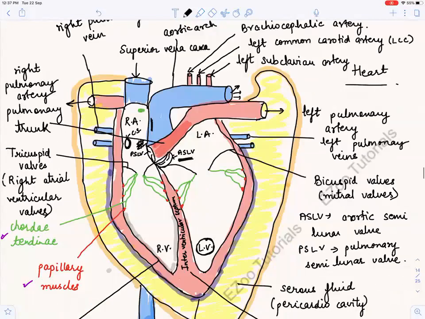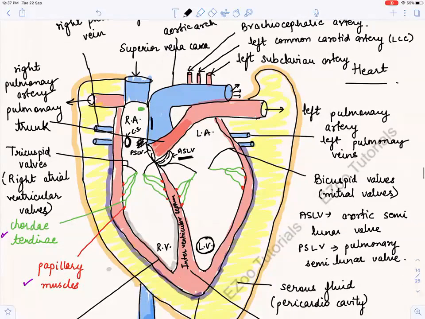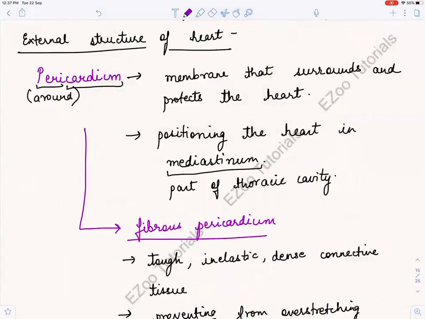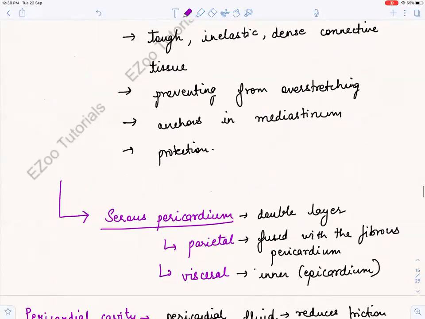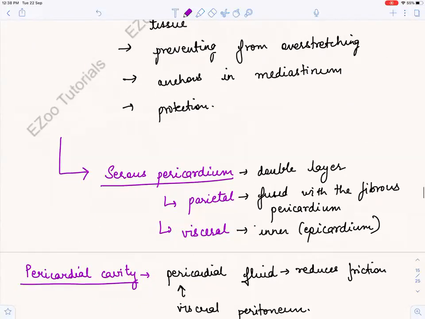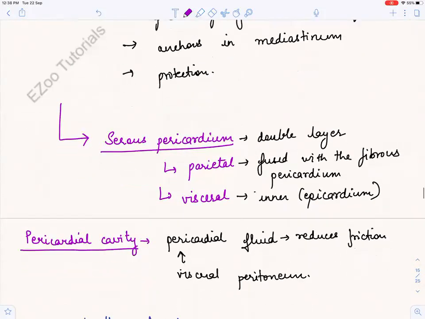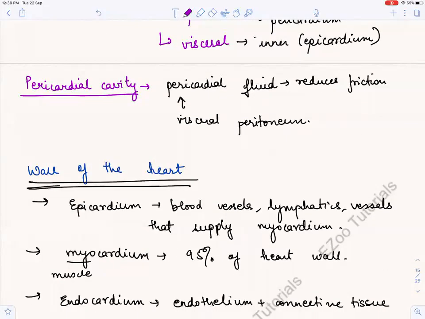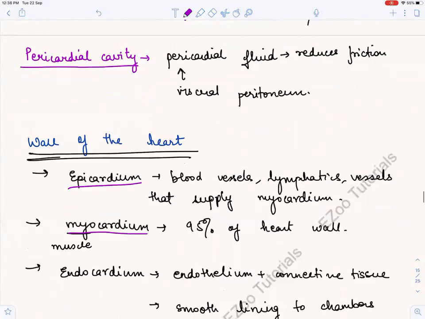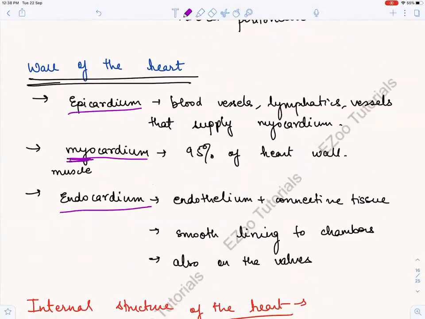Then we came to what? Then we came to the external structure of the heart, right? And we did from outside to inside. हमने सारी layers करी. पेरिकार्डियम, उसको डिवाइड करा फाइब्रस पेरिकार्डियम और सेरस पेरिकार्डियम में. सेरस पेरिकार्डियम को फिर से पैराइटल और विसरल में. फिर हमने उस कैविटी के बारे में देखा. फिर हमने वॉल ऑफ द हार्ट देखा, जिसमें हमने एपिकार्डियम, मायोकार्डियम और एंडोकार्डियम के बारे में करा.